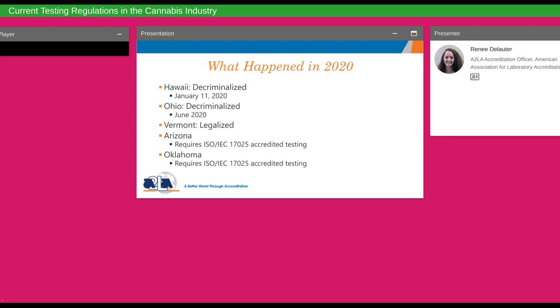So despite the pandemic, 2020 was a rather successful year in the cannabis industry. Both Hawaii and Ohio decriminalized cannabis. Hawaii's possession limit is now 3 grams, being the smallest legal limit in the U.S. And Ohio has doubled the amount of cannabis considered a misdemeanor from 100 to 200 grams. Vermont legalized recreational use cannabis, becoming the 11th state to legalize, tax, and regulate recreational cannabis. And Arizona and Oklahoma passed legislation requiring testing for cannabis products.